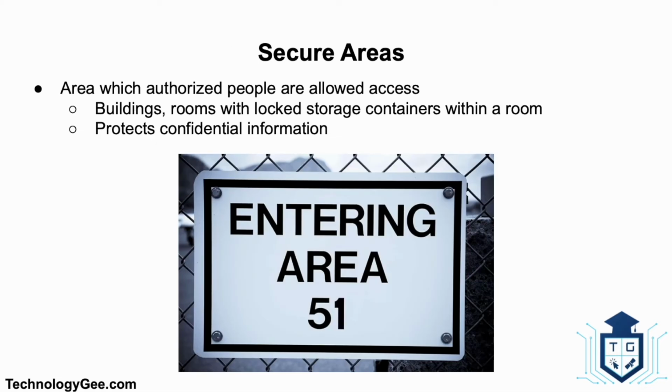Next, we have secure areas. So a secure area, this is an area to which only authorized representatives of the entity possessing the confidential information have access, and access is controlled through the use of a key, a card, a lock, or comparable mechanism. Secure areas may include buildings, rooms, or locked storage containers within a room, as long as access to the confidential information is not available to unauthorized personnel.